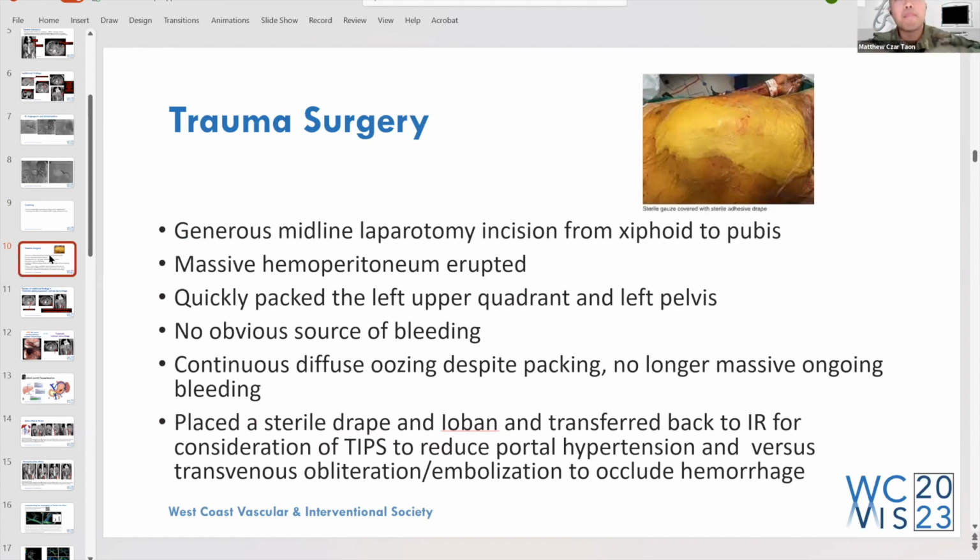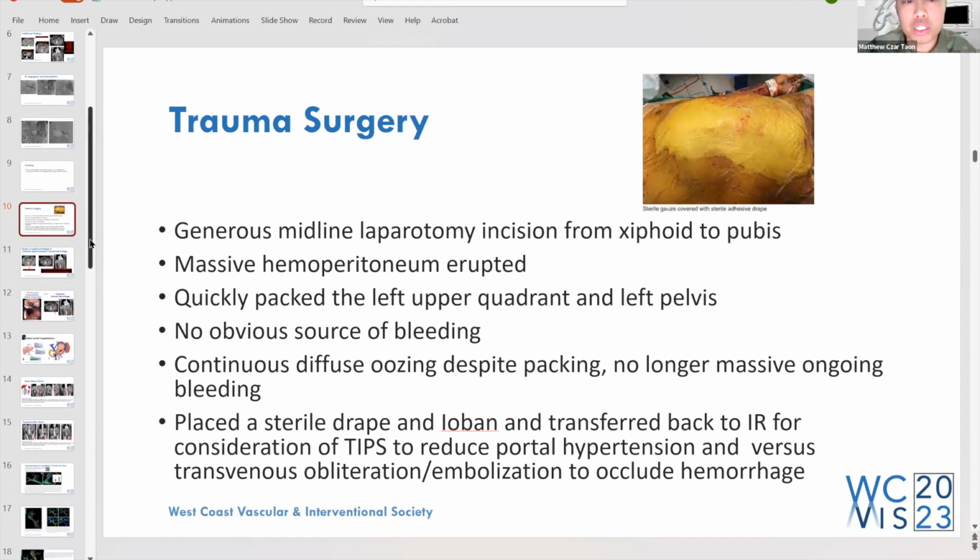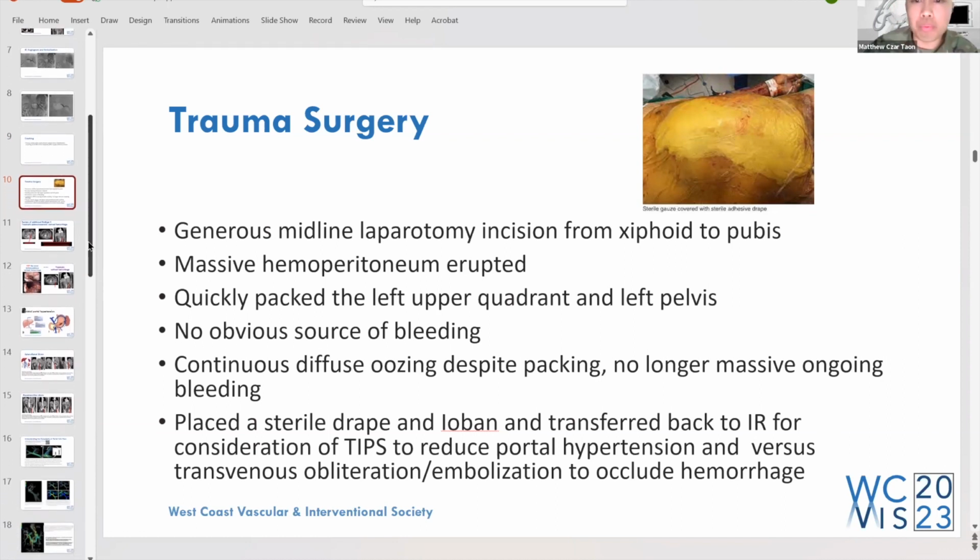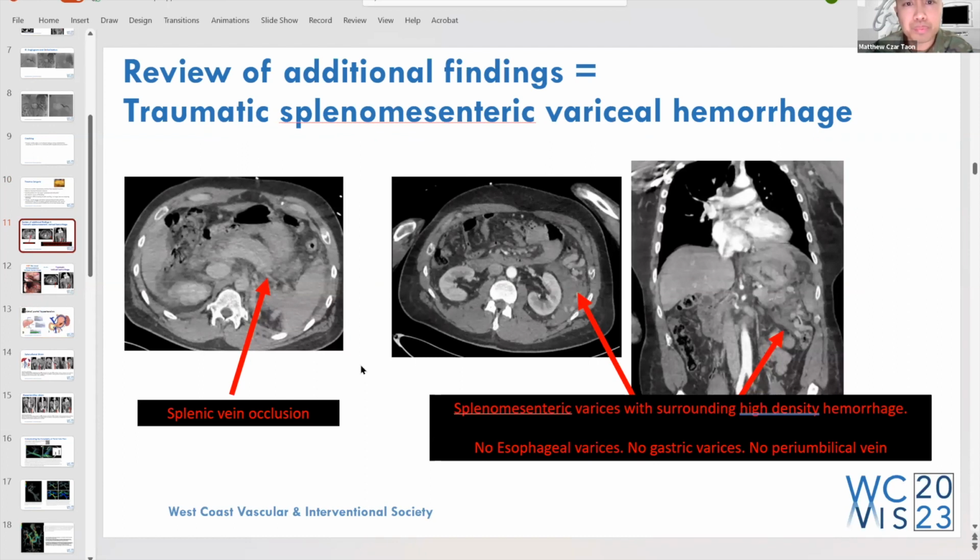They identified massive hemoperitoneum that erupted from their laparotomy site. They packed him aggressively, could not find an obvious source of bleeding. Despite packing, continued to have a slow ooze, but they could not find a massive hemorrhage. So they packed him, IO-banded him, as you can see here, sent him back to consider TIPS because of that micronodular liver and possible transvenous obliteration, embolization for a possible hemorrhage.